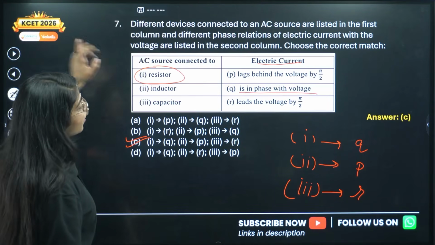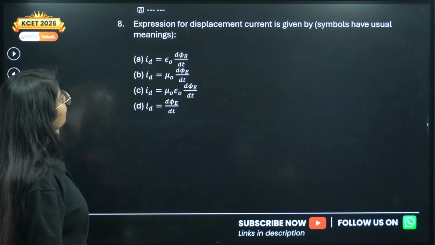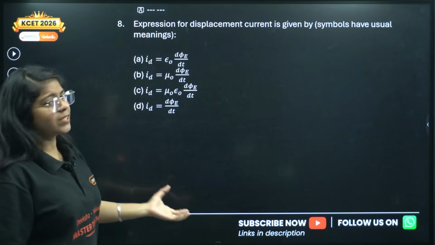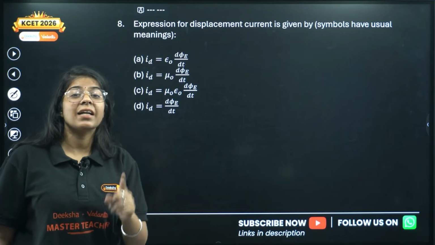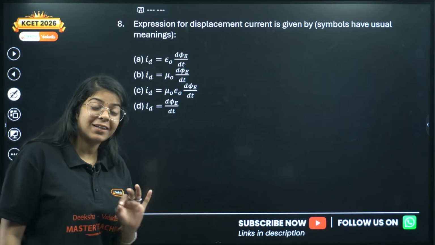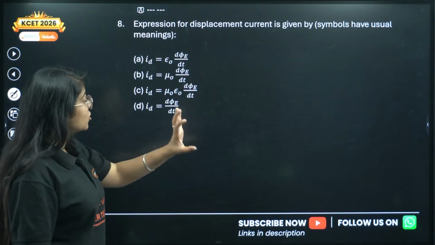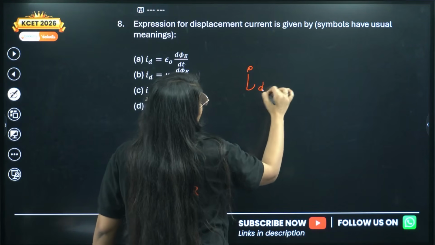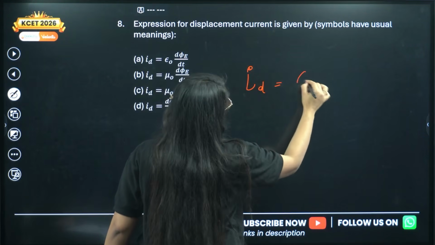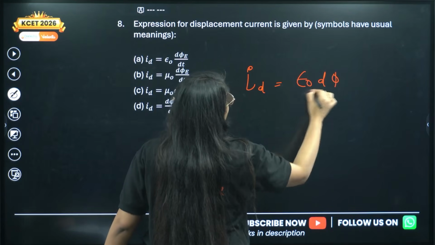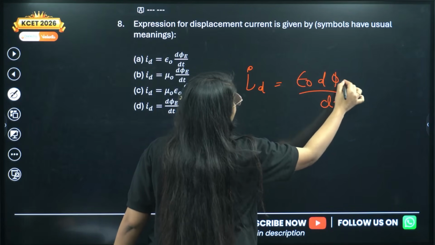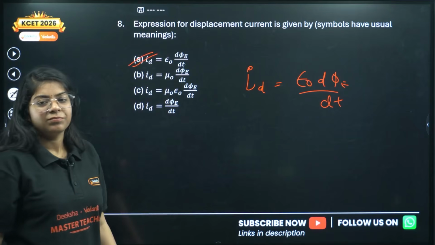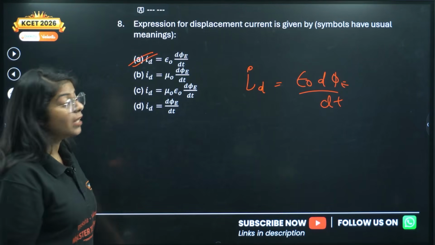Okay, moving on to the next question, that is 8th. Expression for displacement current is given by. Now this is the most simple and yet most repeated topic of this chapter, the definition or the formula of displacement current. So that is simply epsilon naught d phi by dt. Correct? So that will be our option number A. Very simple but very repeated question.